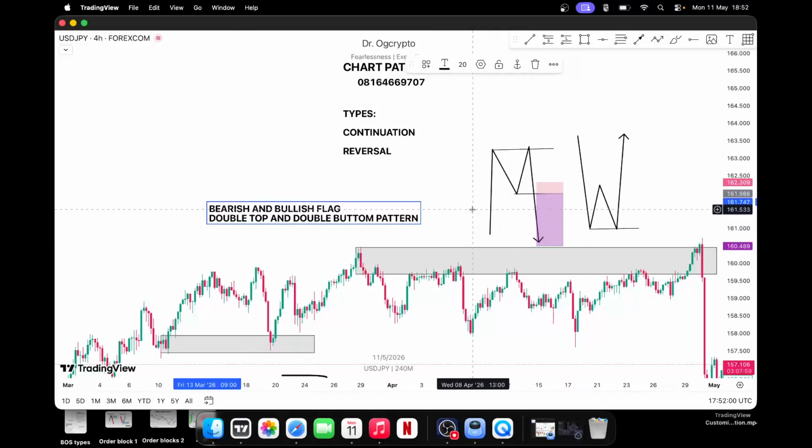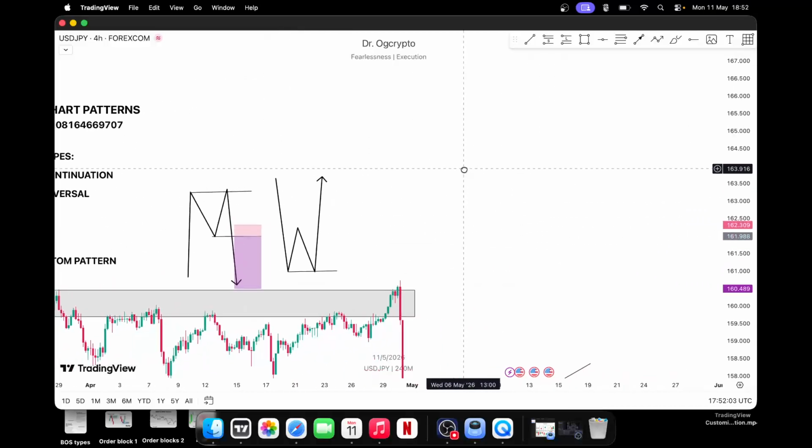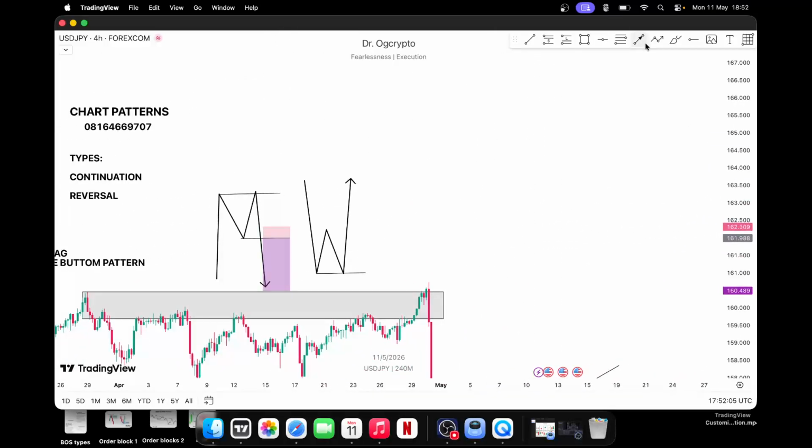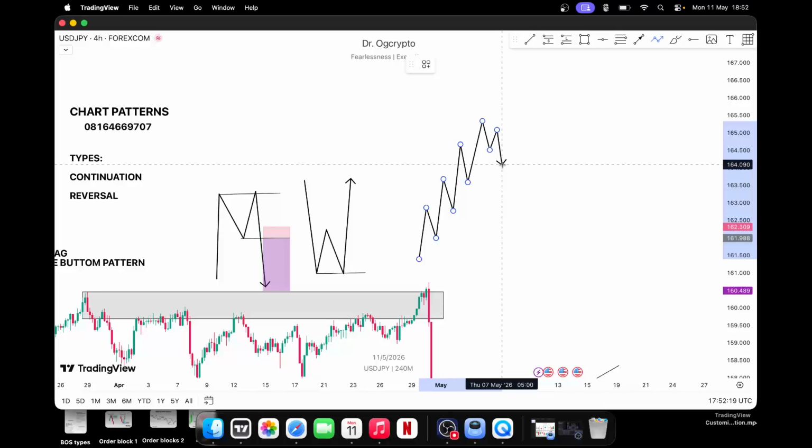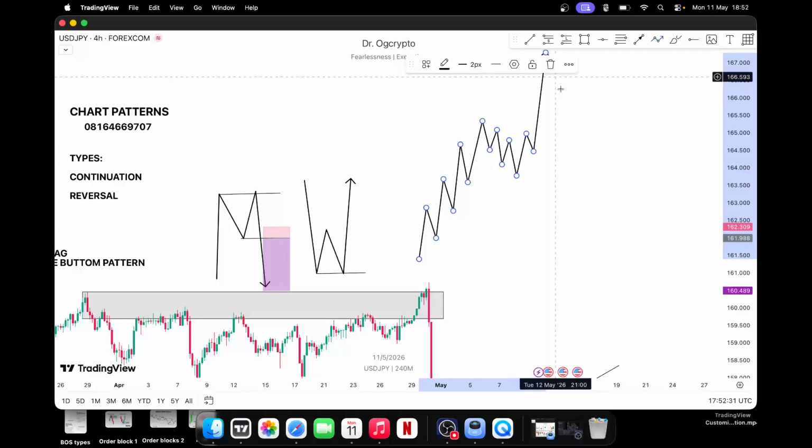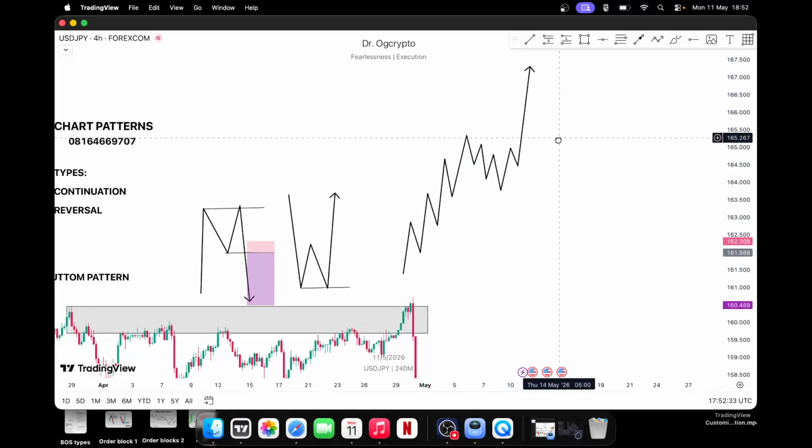So how does this look? This is how the bullish and bearish flag pattern looks. You will see that the market is rallying up, forming higher highs and higher lows. Then you see a small consolidation, just like a correction, a pullback. Once the market breaks this consolidation, it can come and retest it, and the market will go up impulsively. It will break out massively.